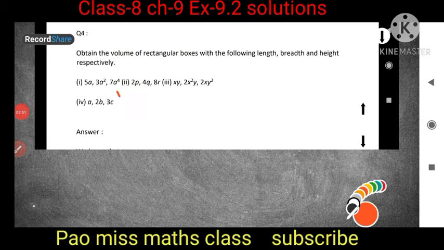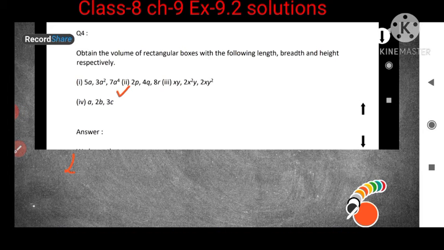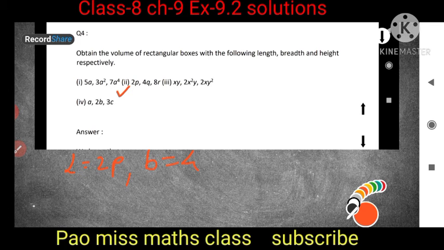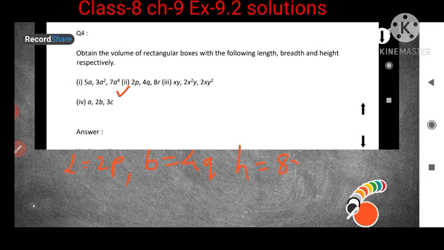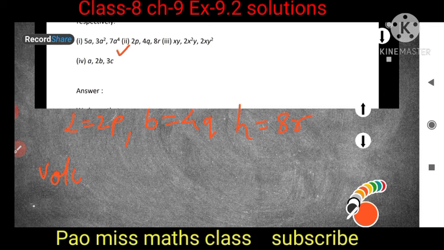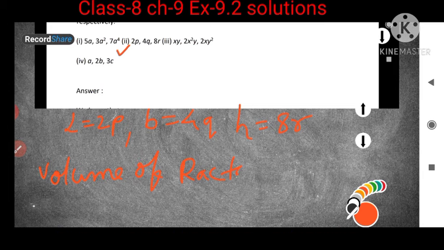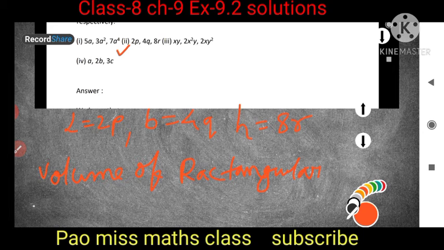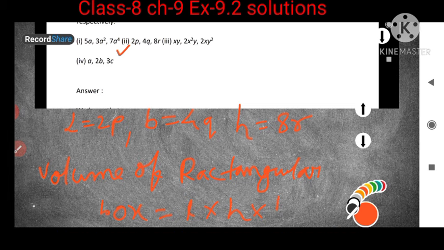Now what is given in the second one? 2p, 4q and 8r, isn't it? So what is given here? Length equal to 2p and breadth is equal to how much? 4q, and height is equal to how much? 8r, isn't it? This is given. So what do we have to find? We have to find the volume of the rectangular box, which is equal to length into breadth into height, isn't it?